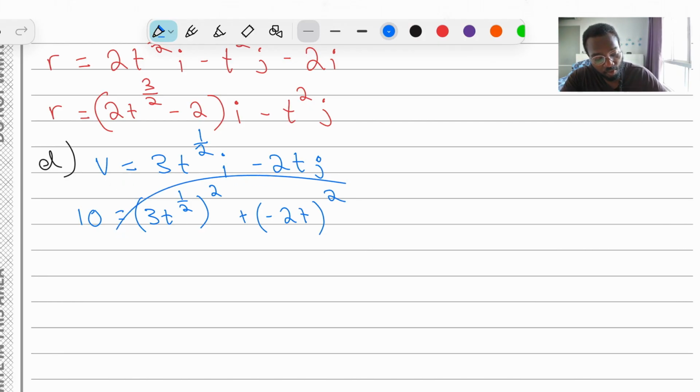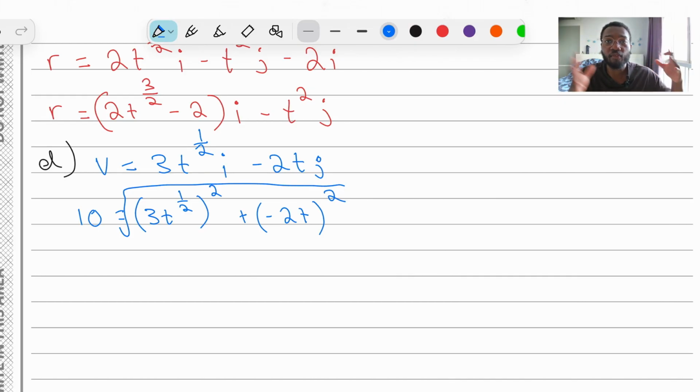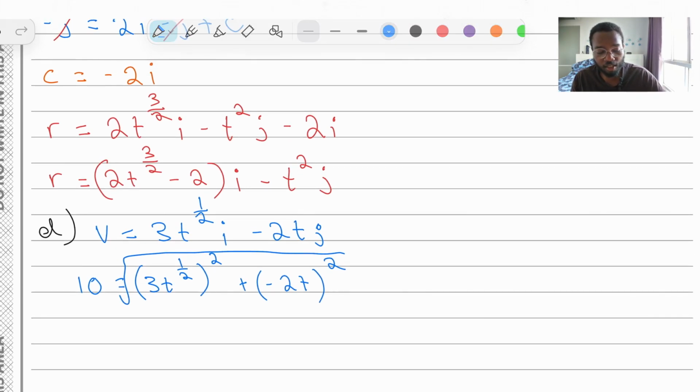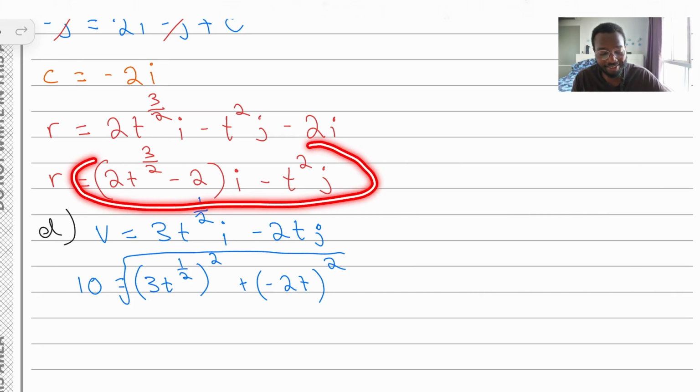All square rooted. That is what it's saying, because it's the speed. If i is the horizontal component and j is the vertical component, then to get the speed we just do Pythagoras' theorem on that velocity v, and that gives us the speed of 10. Now we can work out the t value. Once we know the t value, we can plug it into the equation of r we just worked out in the previous question, which is this.